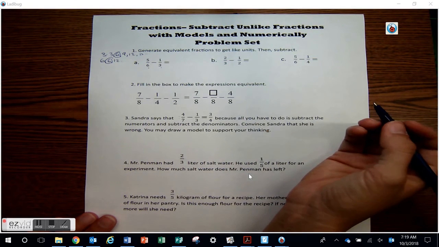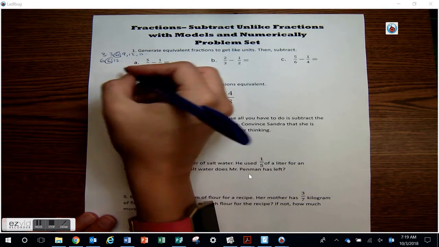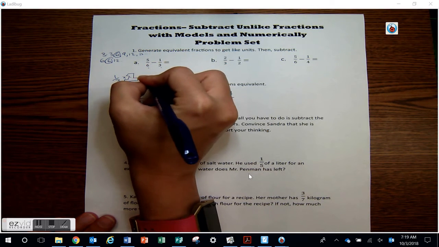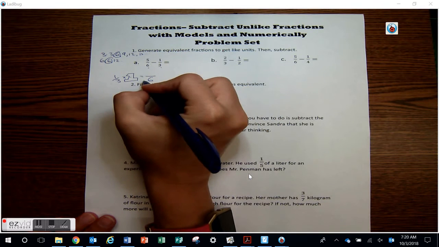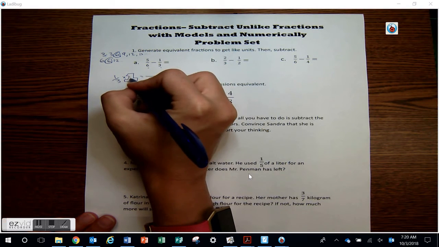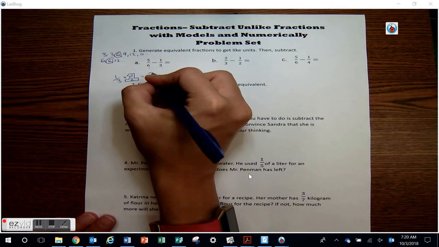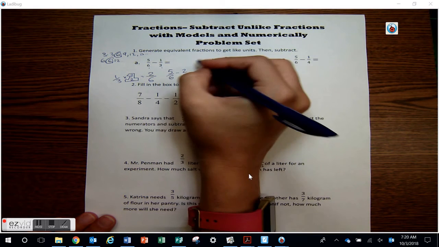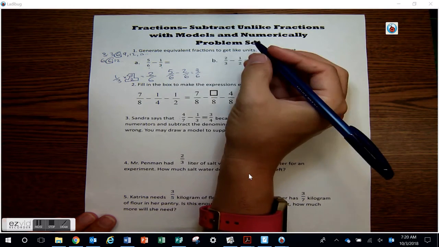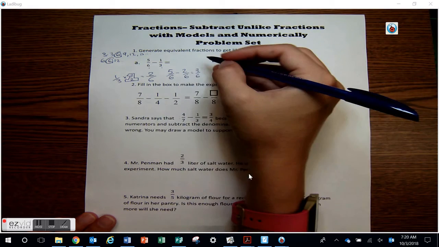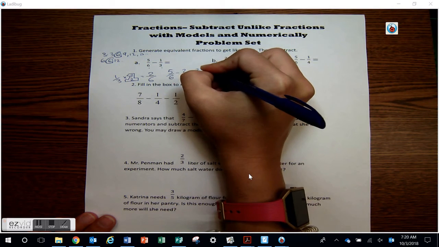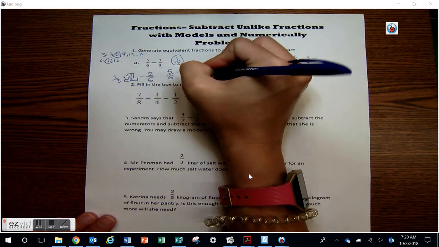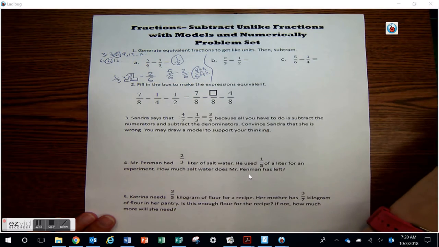So this one gets to stay 5/6, but I want to change 1/3 to have that common denominator of 6. So 3 times 2 is 6. So I'm going to make that still equal to 1, and 1 times 2 is 2. So now my problem becomes 5/6 minus 2/6, which gives me 3/6. I would accept 3/6 as an answer, or I would accept 1/2, which if I reduce it, I get 1/2. So either of those answers work.